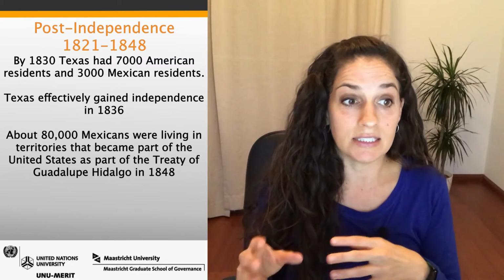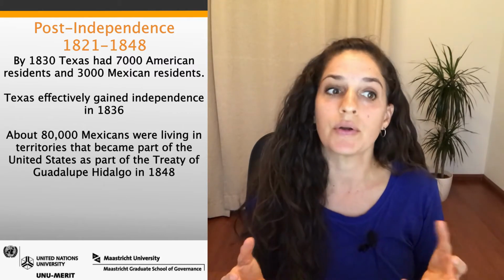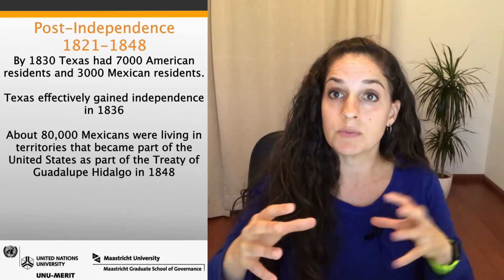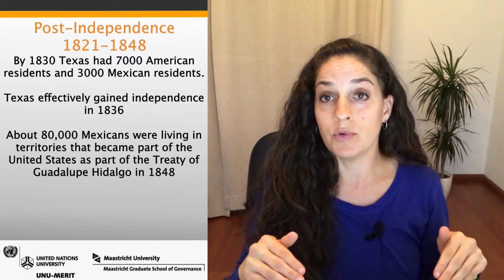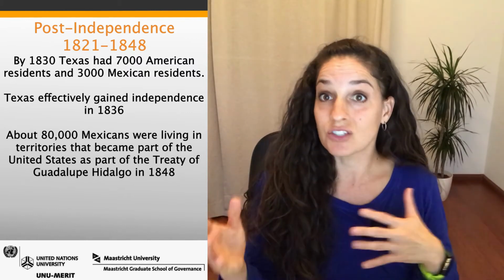At this time, Texas was still part of Mexico. But Texas effectively gained independence in 1836 before being annexed by the United States in 1845. And at that time, about 80,000 Mexicans were living in the territories that became part of the United States as part of the Treaty of Guadalupe Hidalgo in 1848. So you can already see how just because of where borders had moved, people then looked like immigrants when maybe they wouldn't have been immigrants previously. So even without having to move, they actually switched countries.